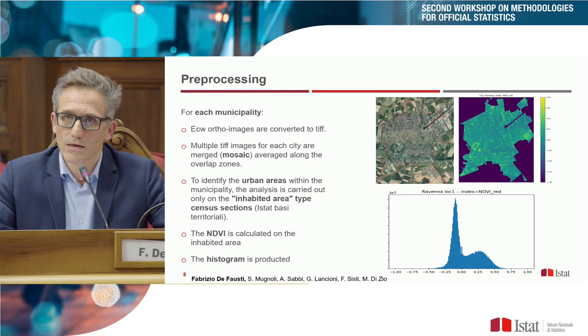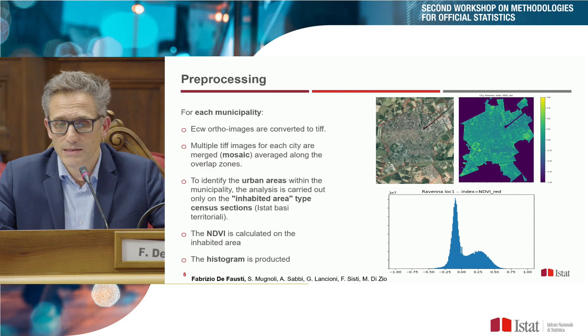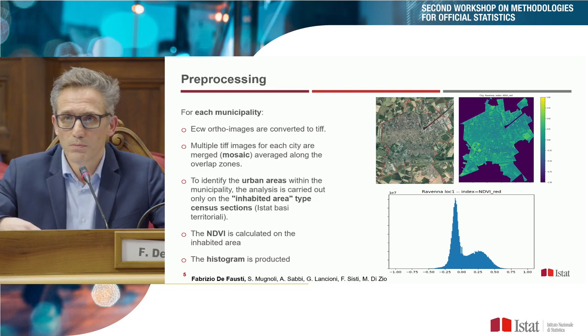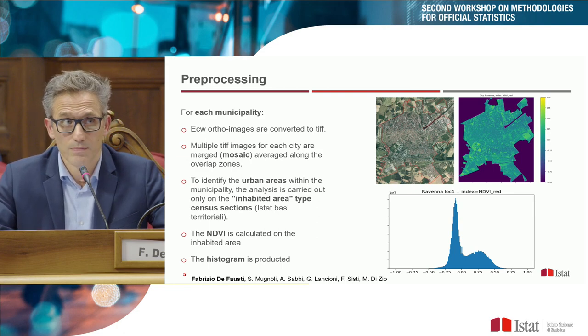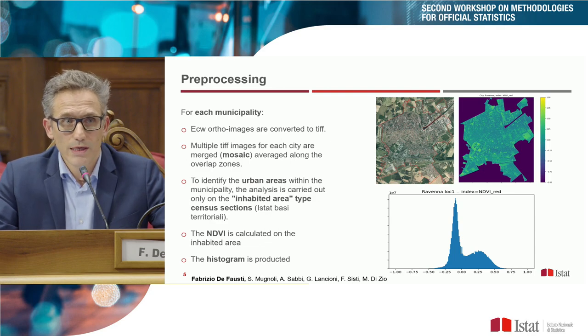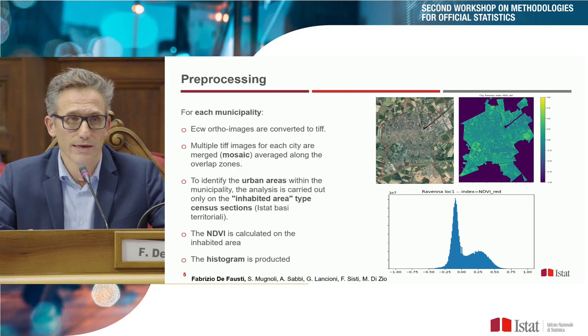So we perform a preprocessing phase. In this phase, for each municipality, we merge the orthophotos to compose the inter-city area, and then to identify just the urban areas, we use the inhabited area type census sections that are provided from Istat basi territoriali. We calculated the NDVI just for the inhabited area and then the histogram. This is an example for Ravenna.